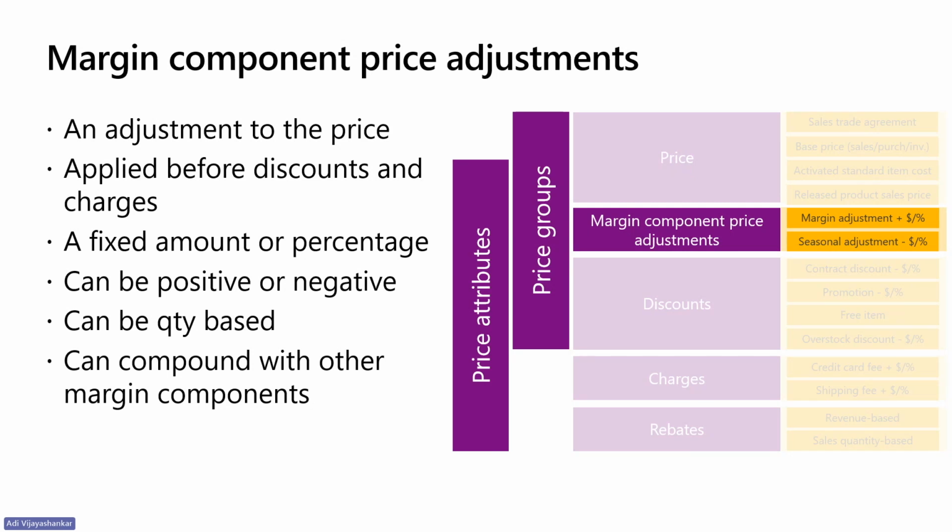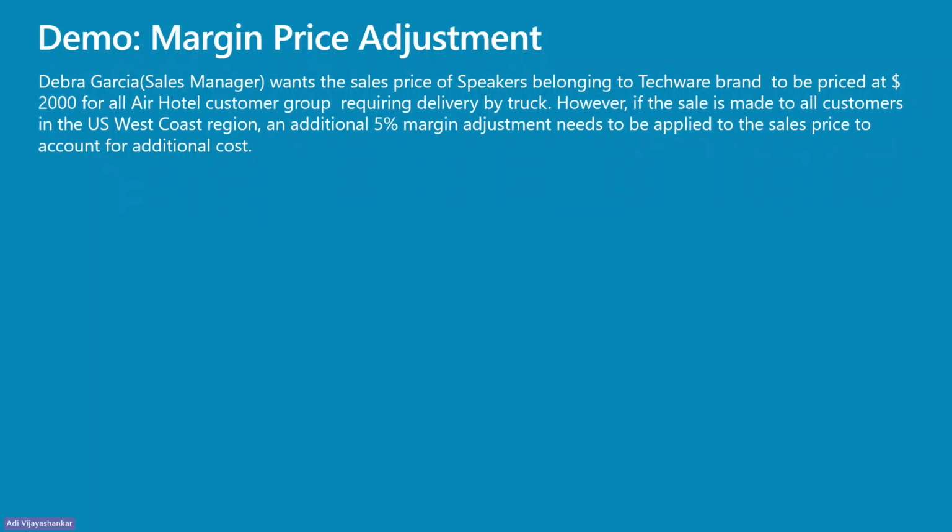For example, as a distributor to be profitable, I determine that I need to mark up the inventory cost of speakers by 30%. For televisions, 35% markup is required. Margin component price adjustments might be where you apply a tiered pricing strategy based on an amount or percentage across all items or categories of items, rather than maintain different individual prices for each item across each customer tier. Let's see a demo of the same scenario with a minor tweak.